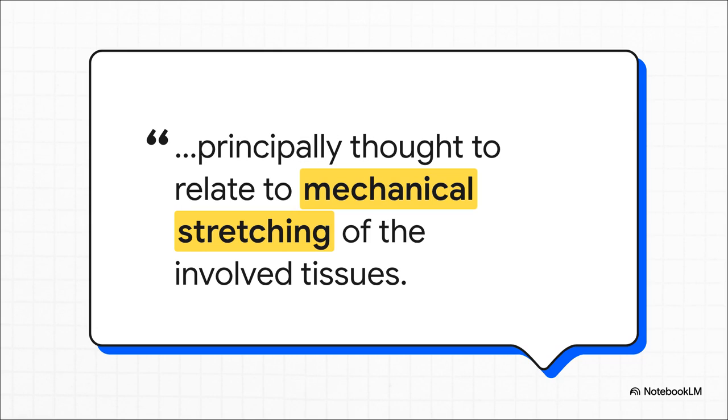So, why is that stretching so bad? The crucial thing to understand is what's happening to the tissues inside. As the book puts it, it's all about mechanical stretching. Think about it. The eye's delicate tissues, like the retina that senses light and all the blood vessels behind it, they were never designed to be stretched that far. And that physical stress is what leads to the degeneration and, ultimately, the loss of vision.